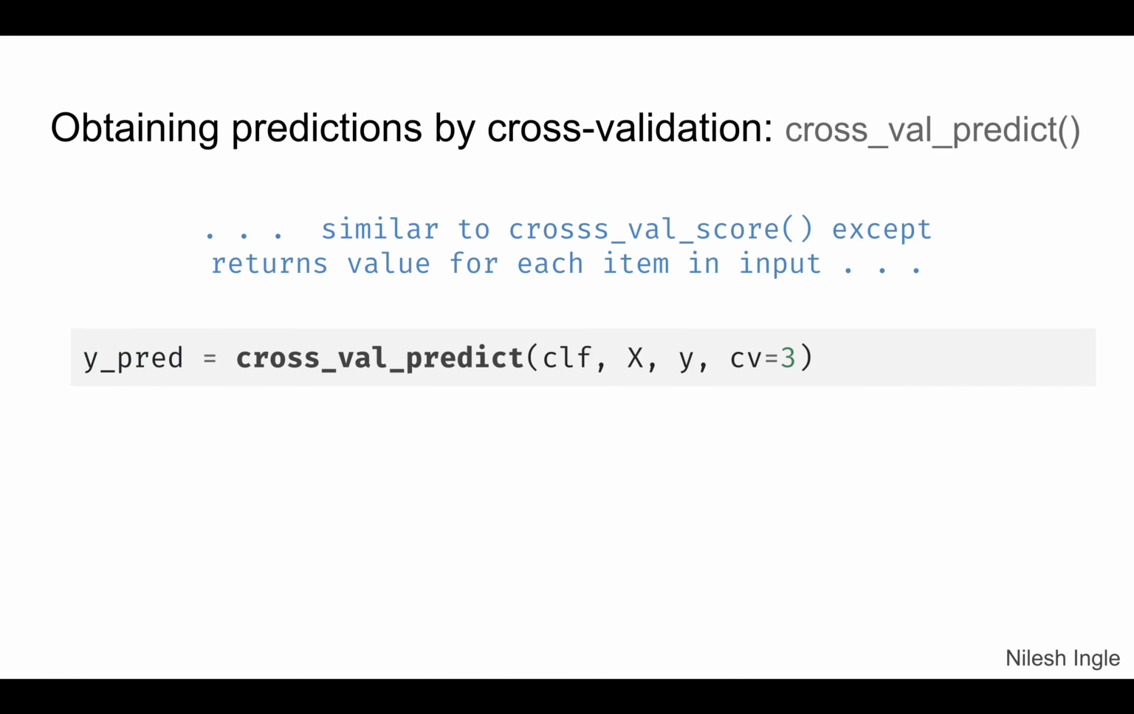Now, for obtaining predictions by cross validation, there is another method, cross-val predict. What cross-val predict does is it returns the score for each item of input. So this can be memory intensive. If you need this in score for each item, then you can get that as well. So far we have looked at cross-val score, cross-validate, and now this is third one, cross-val predict. So there are three powerful methods that you can use to get the score from the cross-validation process.